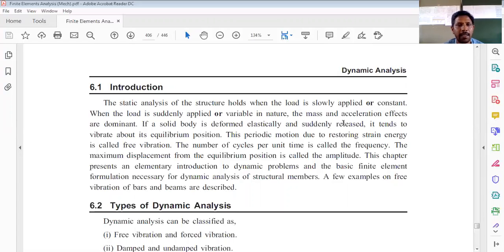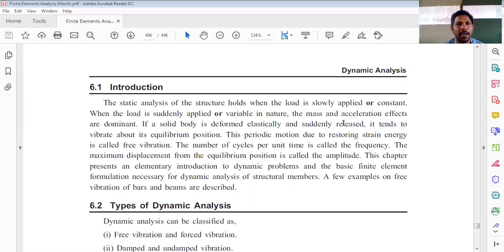So in this particular unit, we are basically interested in knowing the general concept related to dynamic analysis or finite element formulation of dynamic analysis problems. It is required to understand that in a dynamic case, in addition to the stiffness matrix and load vectors, it is required to consider the mass of the body under consideration.